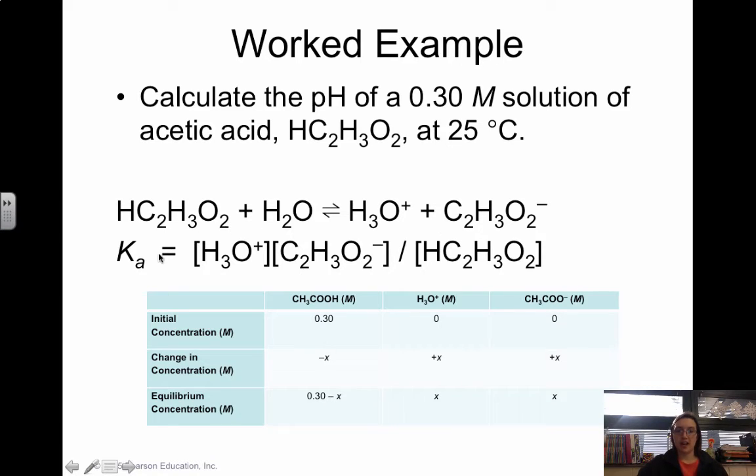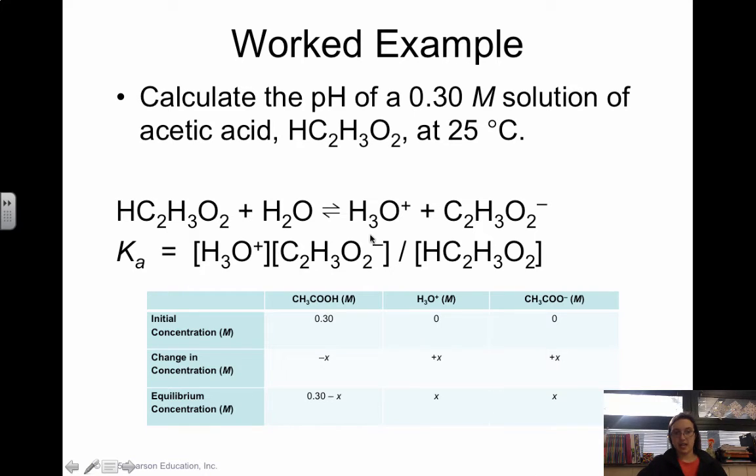Then we can write our Ka. We know that Ka equals H plus, remember you can use H plus if you prefer, H plus times the acetate ion divided by acetic acid. That's your Ka expression. So you have products on the top, reactants on the bottom, that equals Ka. And then you can look Ka up in Appendix D. So your Ka, if you look it up in Appendix D, is 1.8 times 10 to the negative fifth.